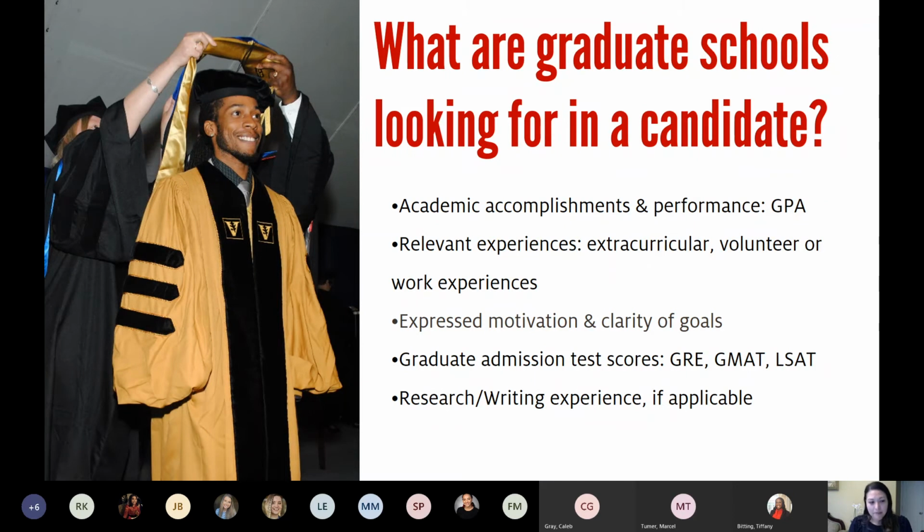And finally, and maybe not finally, but a final bullet point, some graduate programs may be looking for any type of research or writing experience where applicable. So they may ask for something such as, we want to see a writing sample, or a writing sample on a specific topic. And that is how they are able to see your writing level, your research interests, etc. So again, these are just some of the top things that graduate schools are looking for in a student.